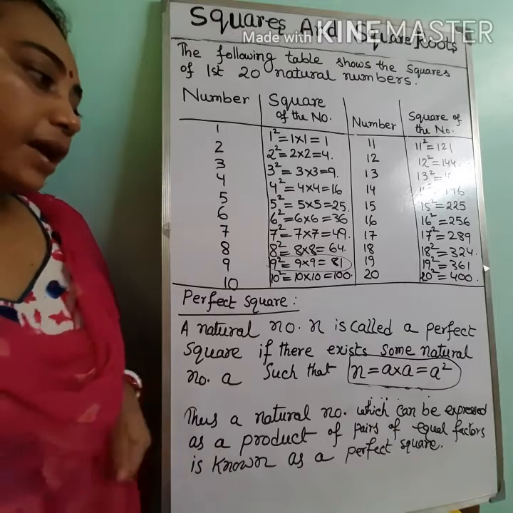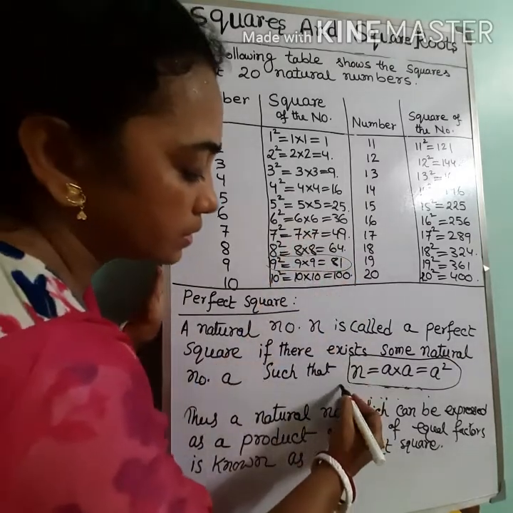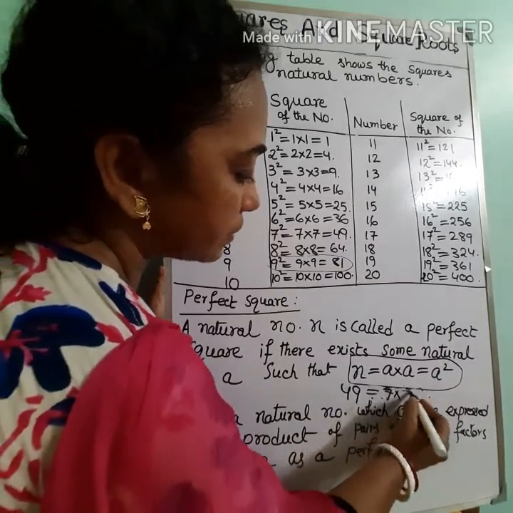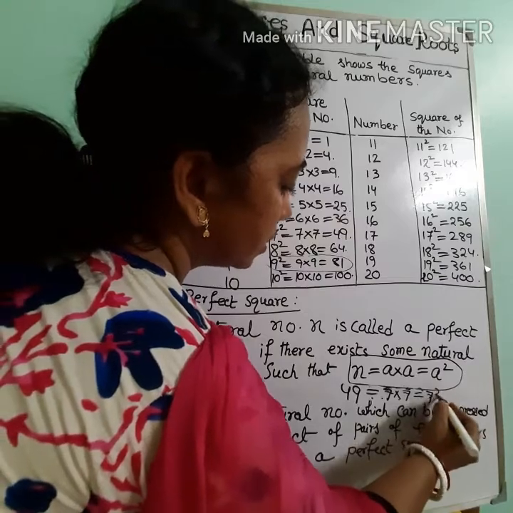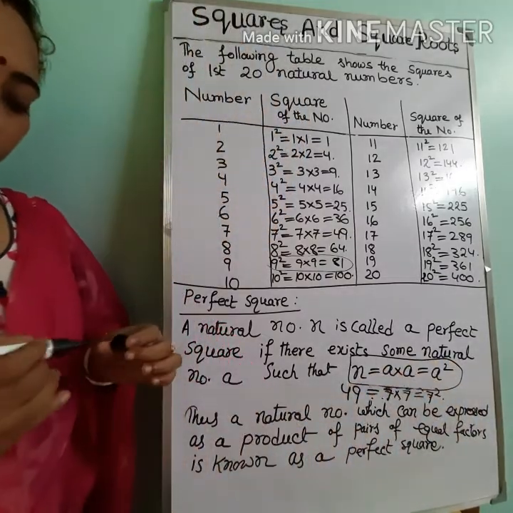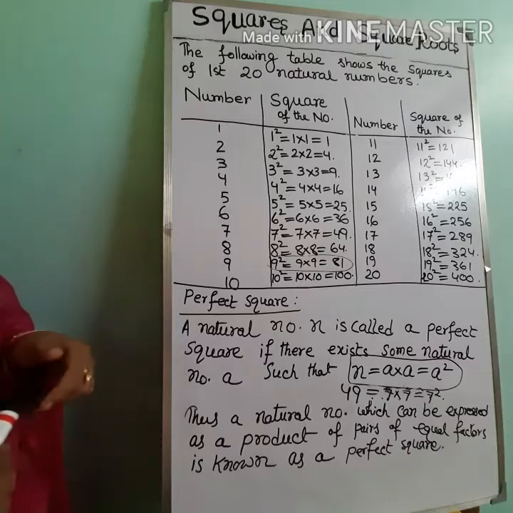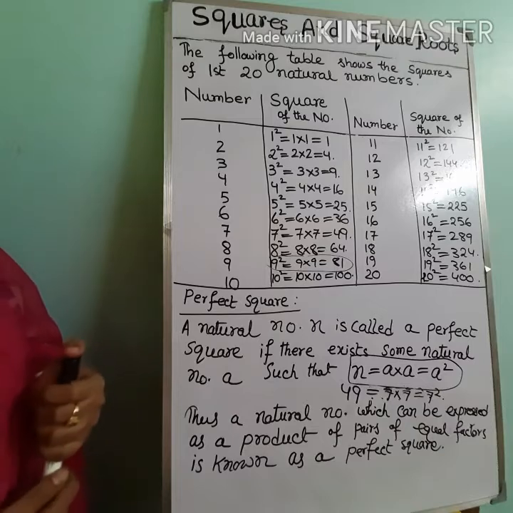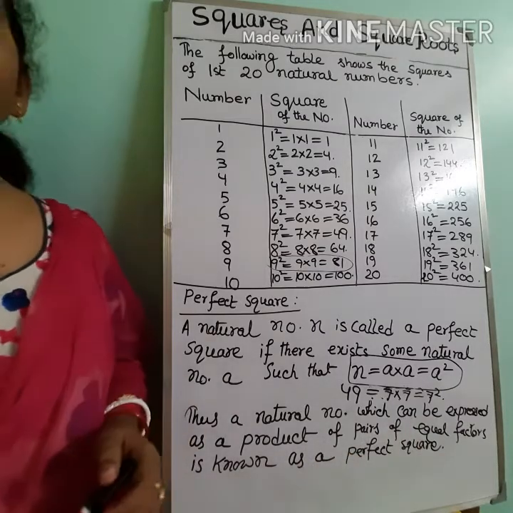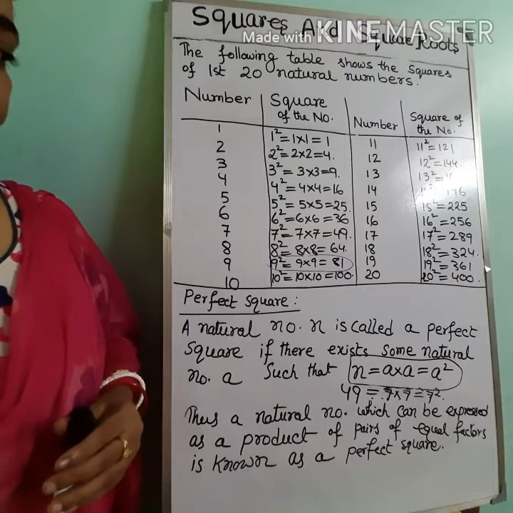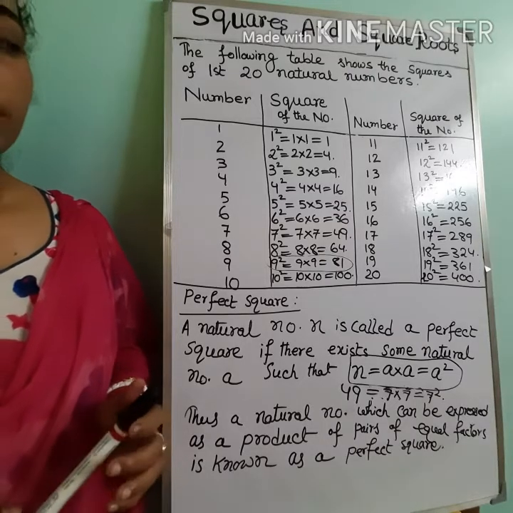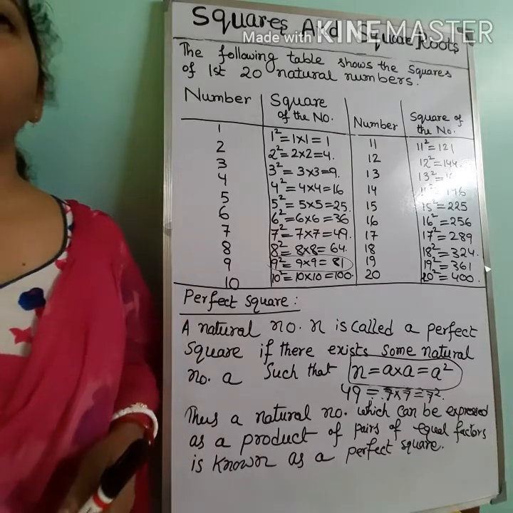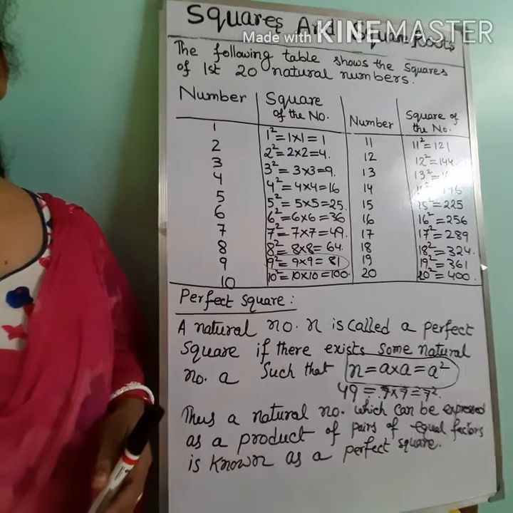For example, if I write 49, then 49 means 7 multiplied by 7, which is equal to 7 square. So here 49 is a perfect square, or we can say a square number. Thus, a natural number which can be expressed as a product of pairs of equal factors is known as a perfect square. Now, let us discuss some properties related to perfect squares, or square numbers.